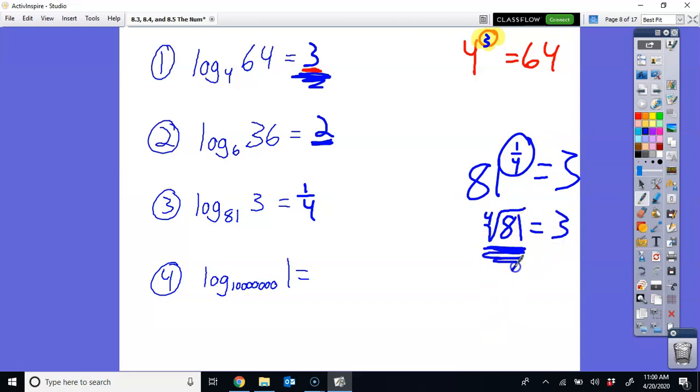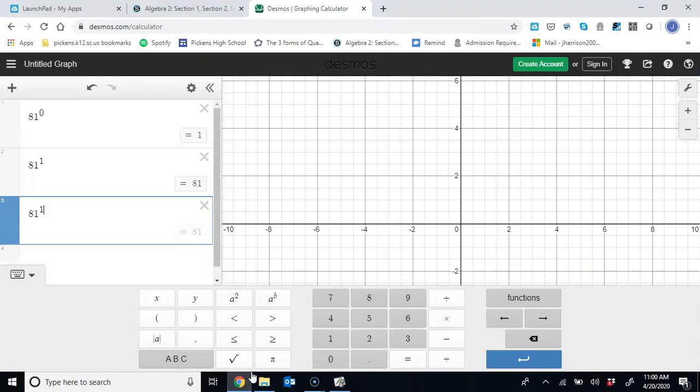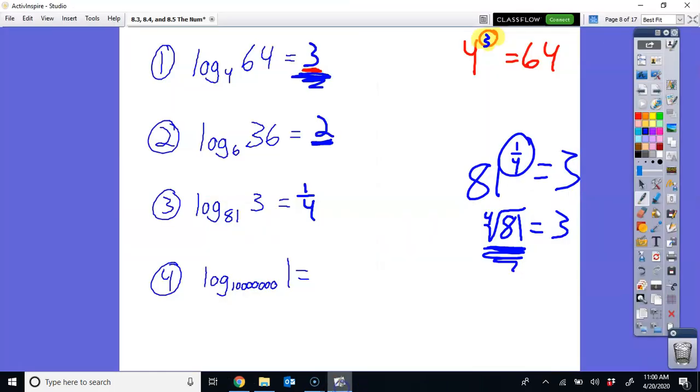You thought you were going to get rid of those radicals, didn't you? But you're wrong. You still got to know it. So 81 raised to the 1/4 power is 3. Now, like I said, I am going to teach you how to find some stuff in the calculator too.